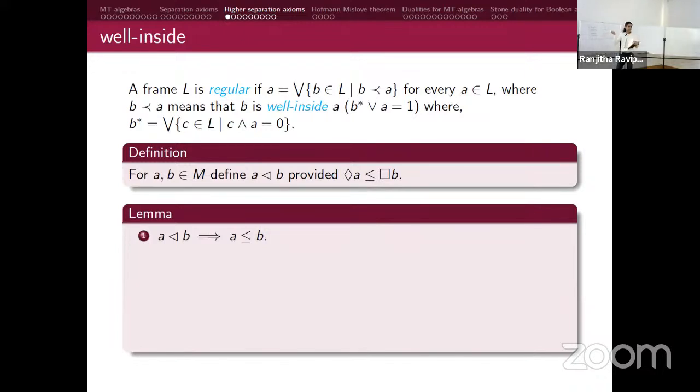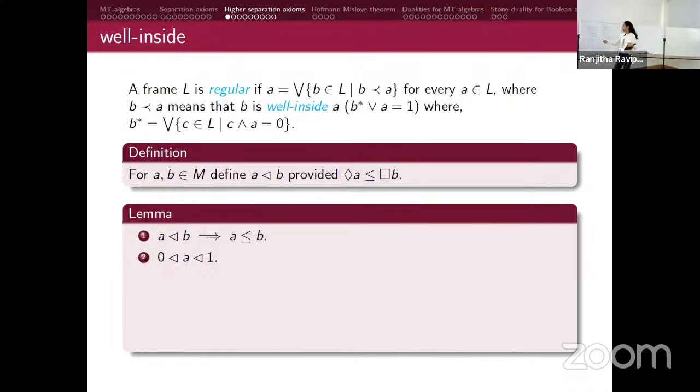This is, I think, pretty easy to see, but I'll walk you through. If A triangle B, then diamond A is below box B. But box B is below B, and A is below diamond A. A is smaller than diamond A, and box B is smaller than B. So immediately it follows that A is less than or equal to B. Similarly, this follows because 0 is always below all the elements and 1 is always above all the elements, and it just pretty much follows.